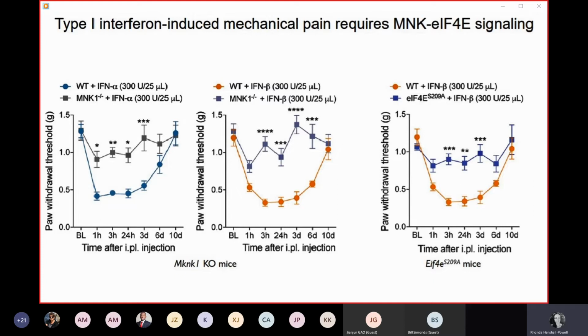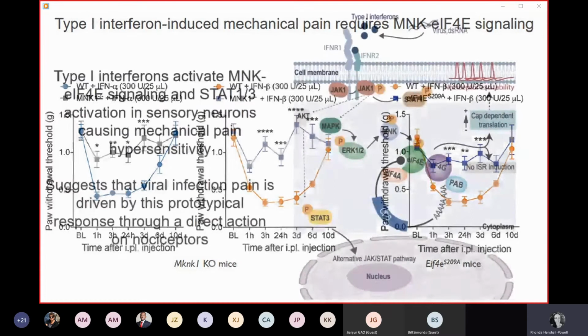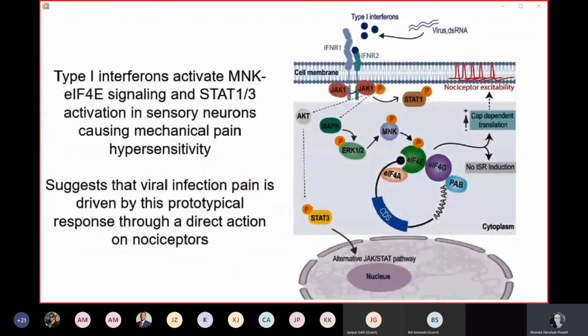So what you can see on the left is that when we expose MNK1 knockout mice to interferon alpha, they basically don't show any mechanical hypersensitivity. Same story in the middle with interferon beta, it doesn't induce any mechanical hypersensitivity. And then finally in the EIF4E phosphorylation null mice, again, type 1 interferons fail to induce mechanical hypersensitivity.